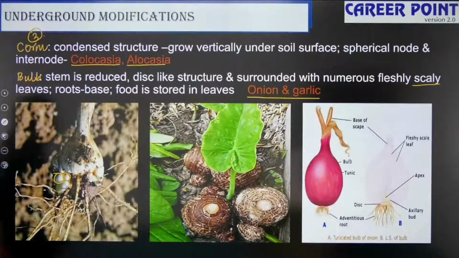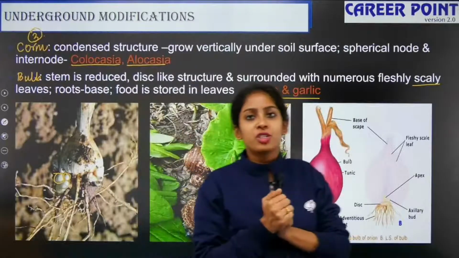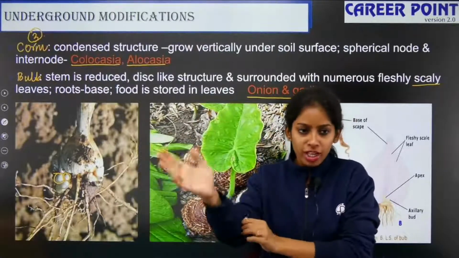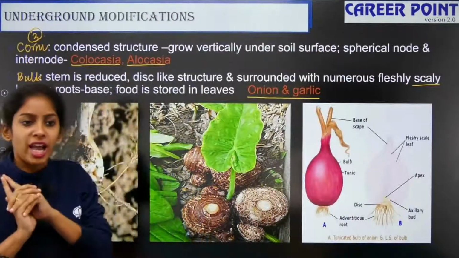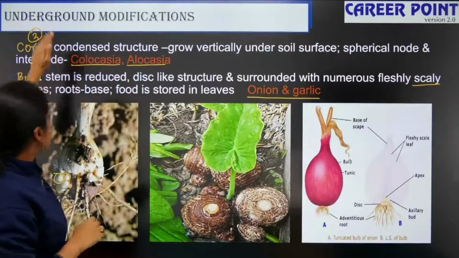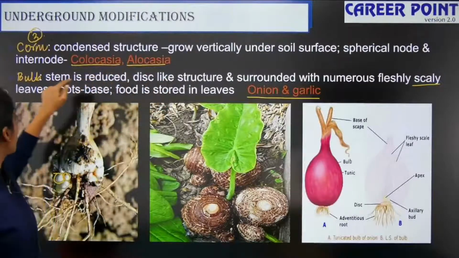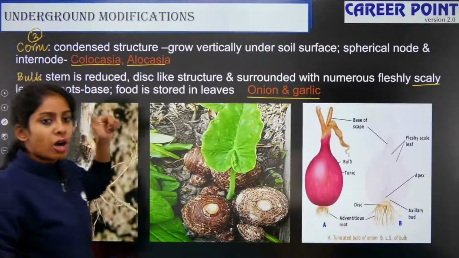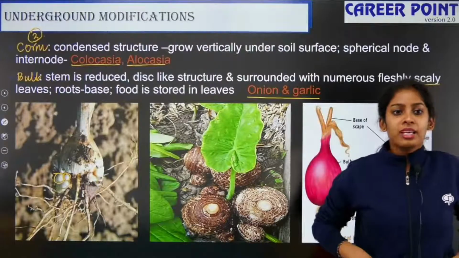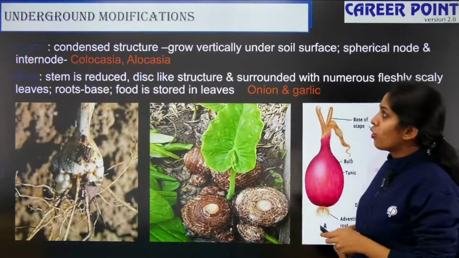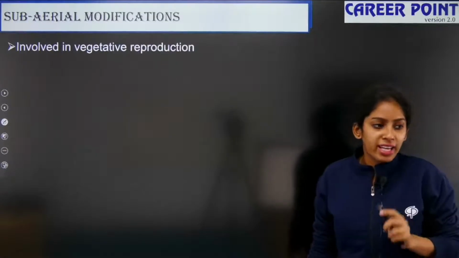So we totally have 4 types of underground modifications. What are they? The first one is tuber. Example is potato. The next one was your rhizome. Example is your ginger and your turmeric. The third one, corm. Example is your colocasia and alocasia. The fourth one, bulb. Example is onion and garlic. So these are the examples. Okay. So moving forward, the next type of modification is your subaerial modification.